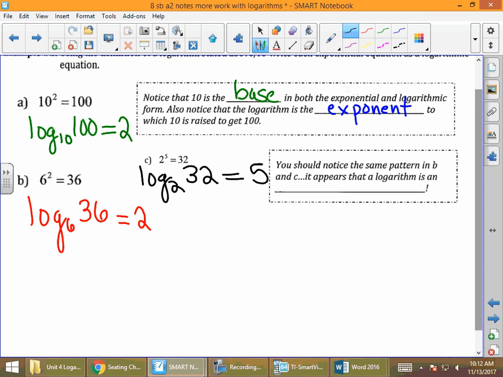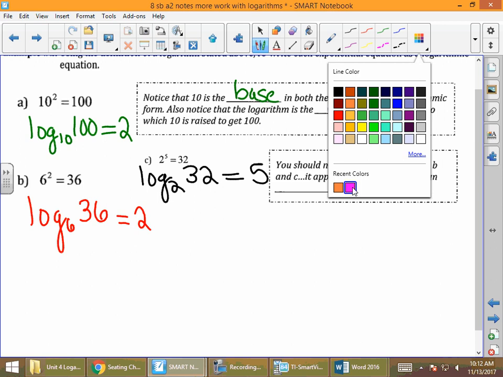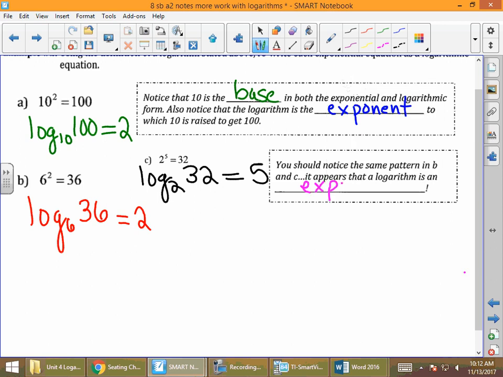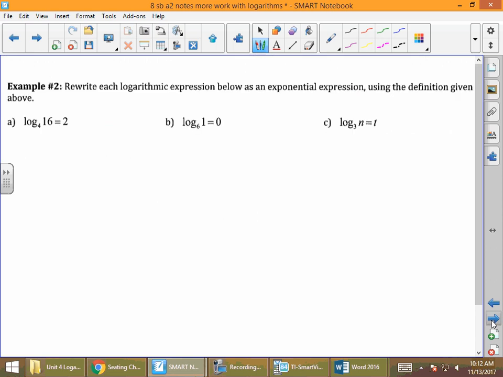And we should notice that the same pattern appears in B and C as it did in A. The logarithm is another way of writing an exponent. So not something new, based on how it was presented in our last section of notes. But what we just did is we wrote everything in logarithmic terms. Now let's go the other direction and write something that's written as a logarithm back as an exponential.